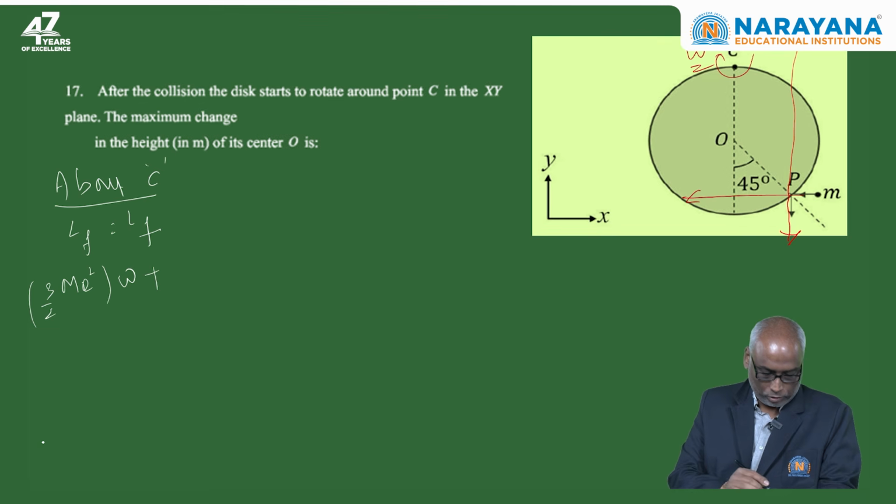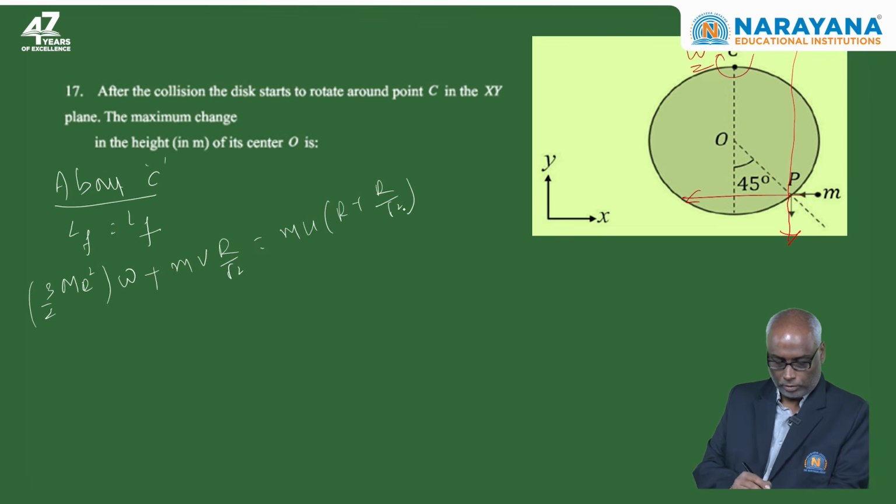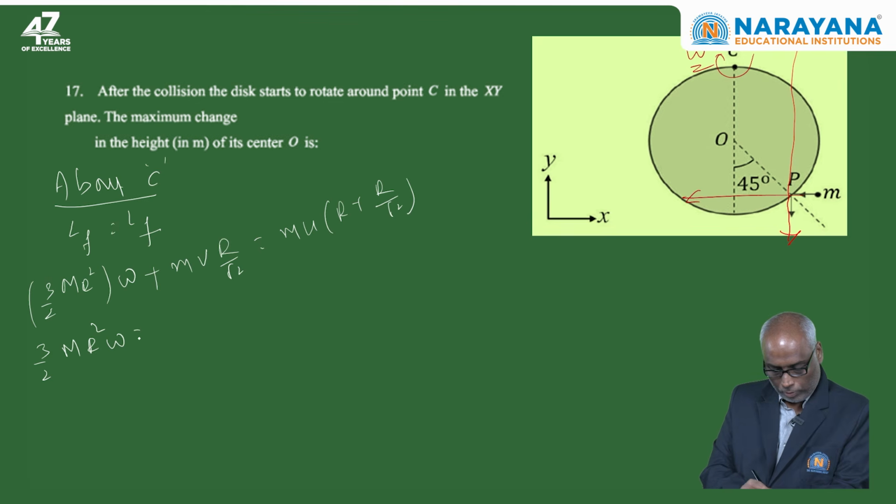So the angular momentum after collision for the particle will become m, the final velocity into the perpendicular distance, r divided by root 2, is equal to the initial angular momentum, which is mu into the perpendicular distance from point C, r plus r divided by root 2. So now from this equation I can say 3/2 Mr²ω equals, when I take this term to the right hand side, m I can take common, r I can take common, u into (1 + 1/√2) minus v/√2.